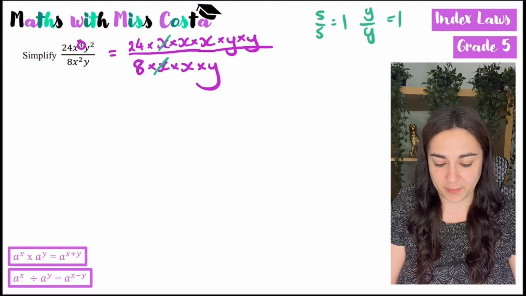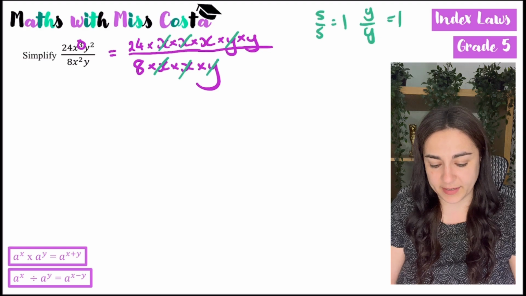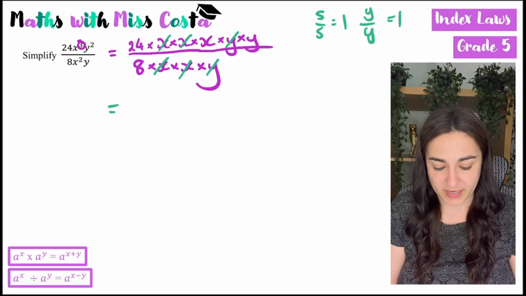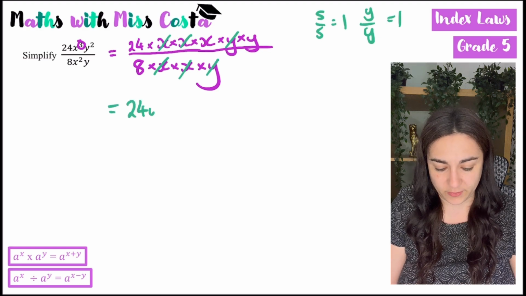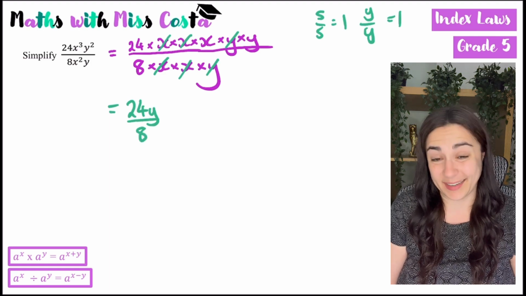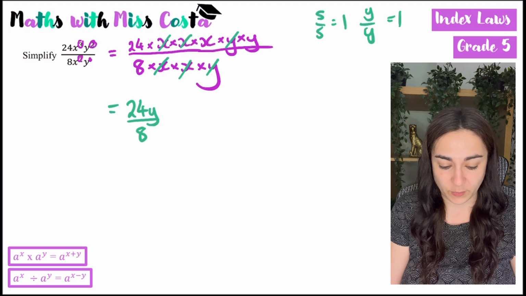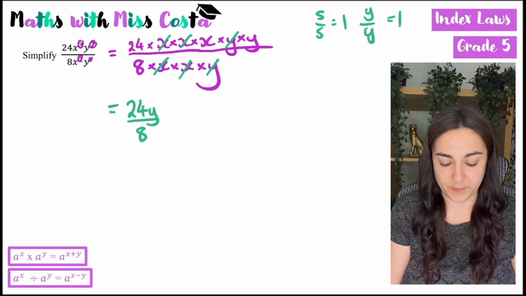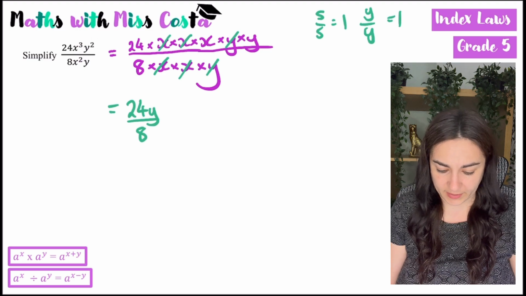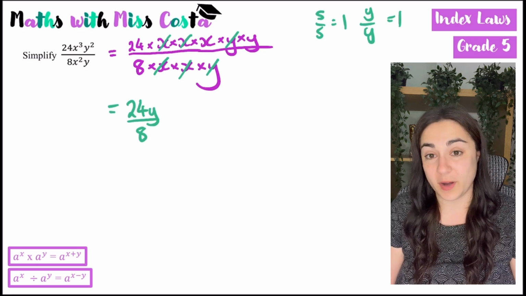So I've got x divided by x, which would cancel, x divided by x, which would cancel, and here y divided by y, which would also cancel. So I'd then be left with 24y over 8. And you could also have done this just by using the laws of division, by subtracting the powers. So 3 take 2 is 1, 2 take 1 is also 1. So actually there should be a y on the top, yeah. So I've got 24y divided by 8.